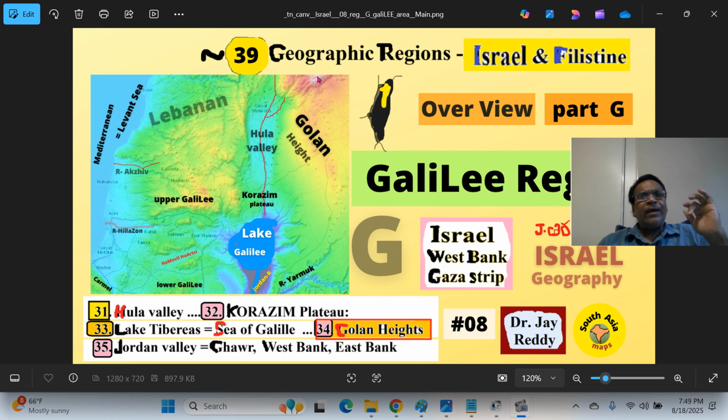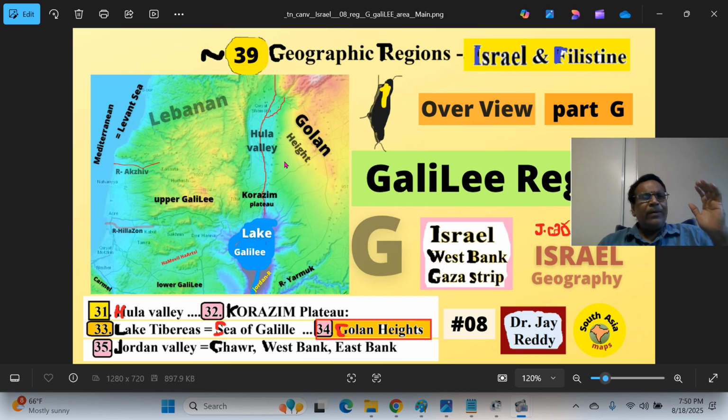And this is Mount Hermon, which is a border between Syria, Lebanon, and Israel. Very high mountains, nearly 2 kilometers or so above the mean sea level. South of it, the headwaters of the Jordan River come here. That is called the Hula Valley region.